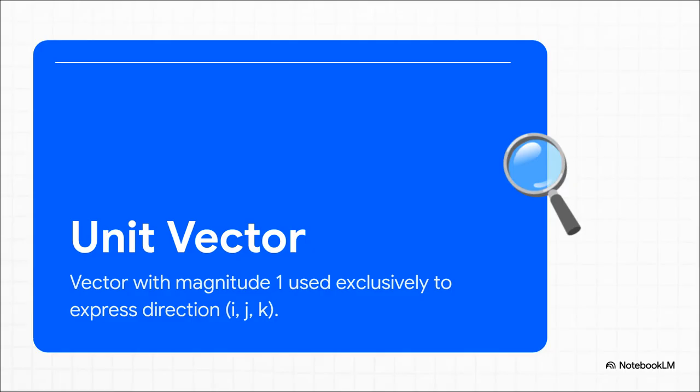Simple as that. But what if we only care about the direction? Well, that is where unit vectors come in. Imagine stripping away all that magnitude, all that size, until you are left with exactly the number 1. That is your unit vector. Think of them as the pure directional compasses of the physics world. We actually use these tiny little letters with little hats on them, like i, j, and k, to mark pure x, y, and z directions on our mathematical grid.